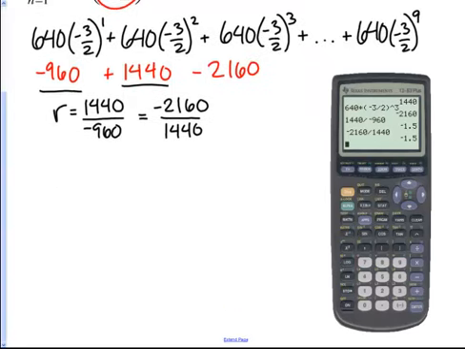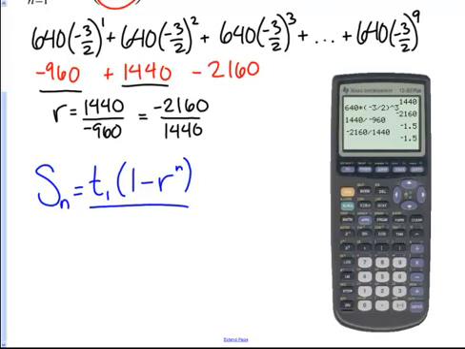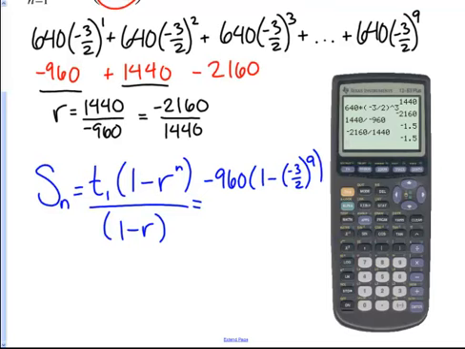You can use the formula for the sum of a geometric series, which is the first term times 1 minus the common ratio to the nth power, all over 1 minus the common ratio. In this case, the first term is negative 960, and then we have 1 minus negative 3 over 2 to the 9th power, because we're adding up 9 terms, all over 1 minus negative 3 over 2.